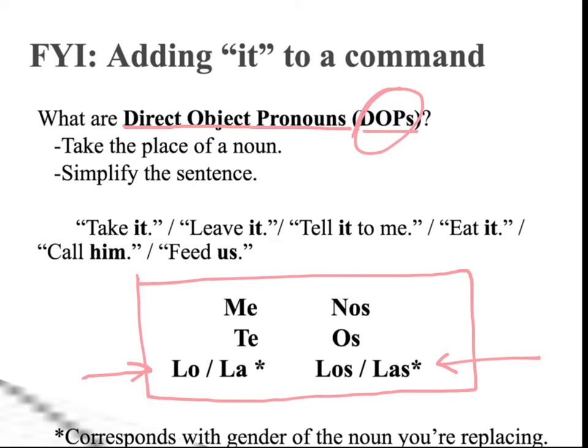Now, lo and la and los and las, when you're talking about something, say la mochila or el secreto, the direct object pronoun always matches the gender of the noun. And so if we're talking about la mochila, we would replace la mochila with the direct object pronoun of la. If we're talking about el secreto, the secret, we would replace that noun with the direct object pronoun lo, because it's masculine.